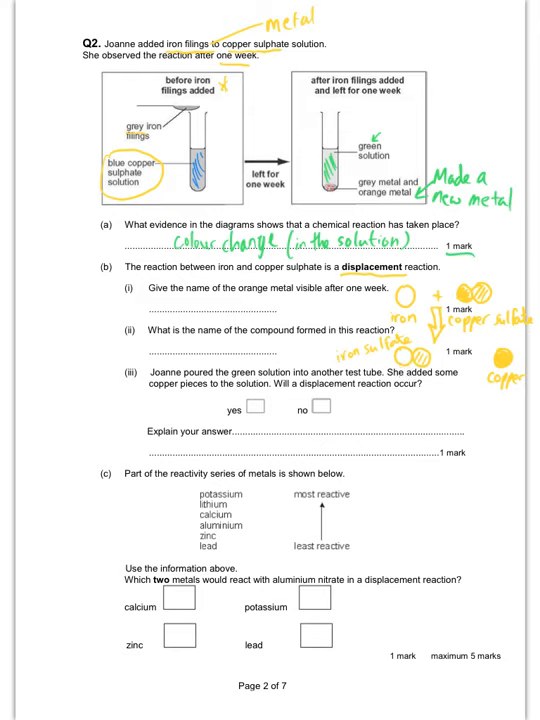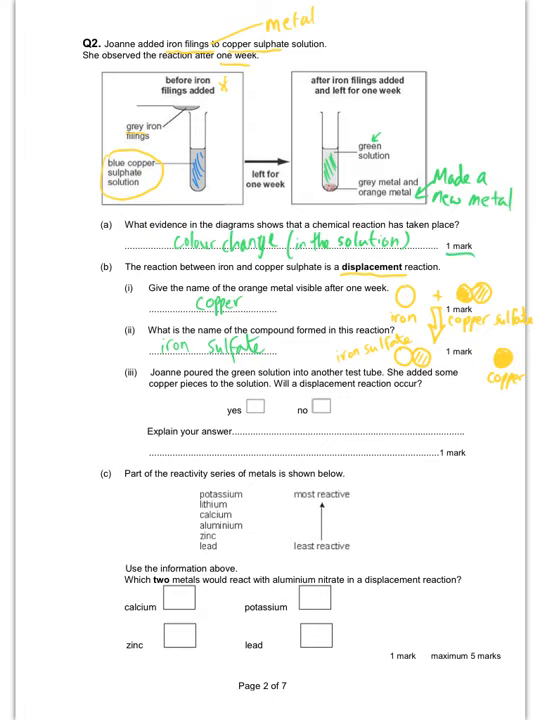So in terms of these questions, part 1 here, give the name of the orange metal visible. Well, the answer is copper, because copper is an orange metal. What is the name of the compound formed? Well, that's the other chemical, the iron sulfate. And it's a compound because there is more than one element present. There's iron, there's sulfur, and in fact there's oxygen as well.